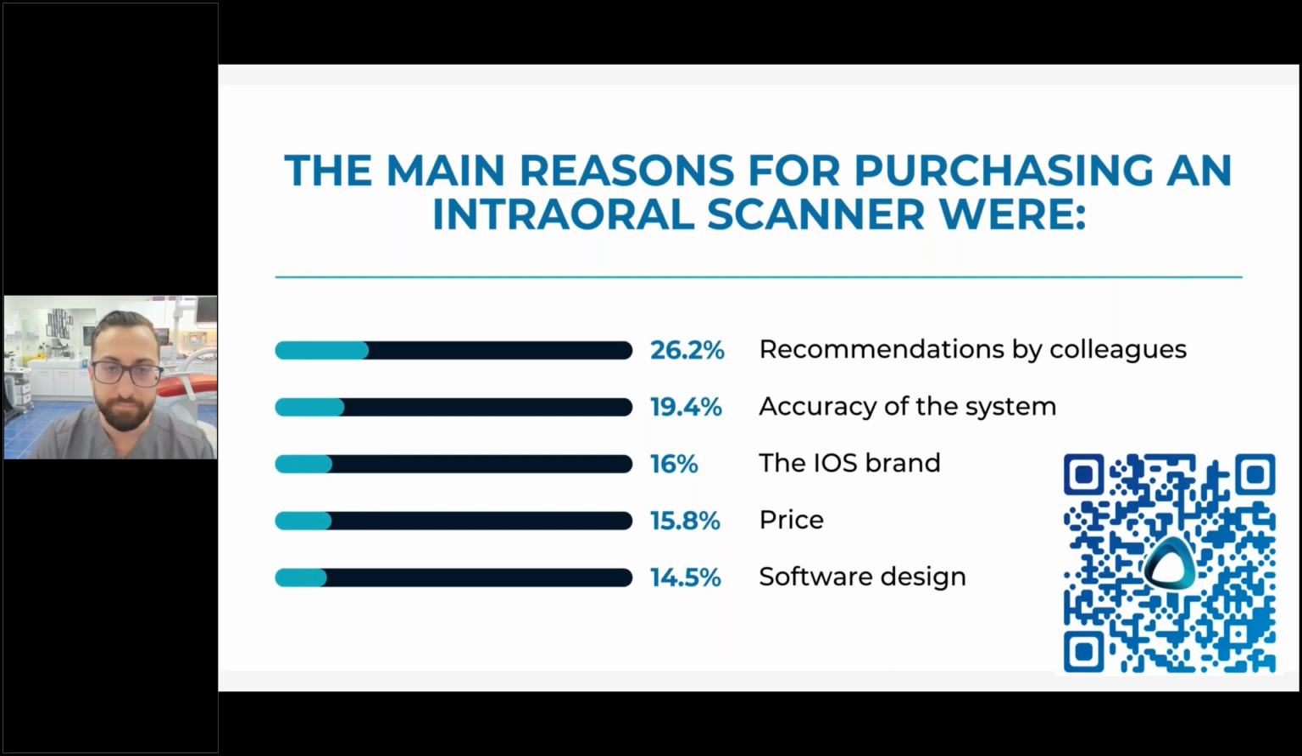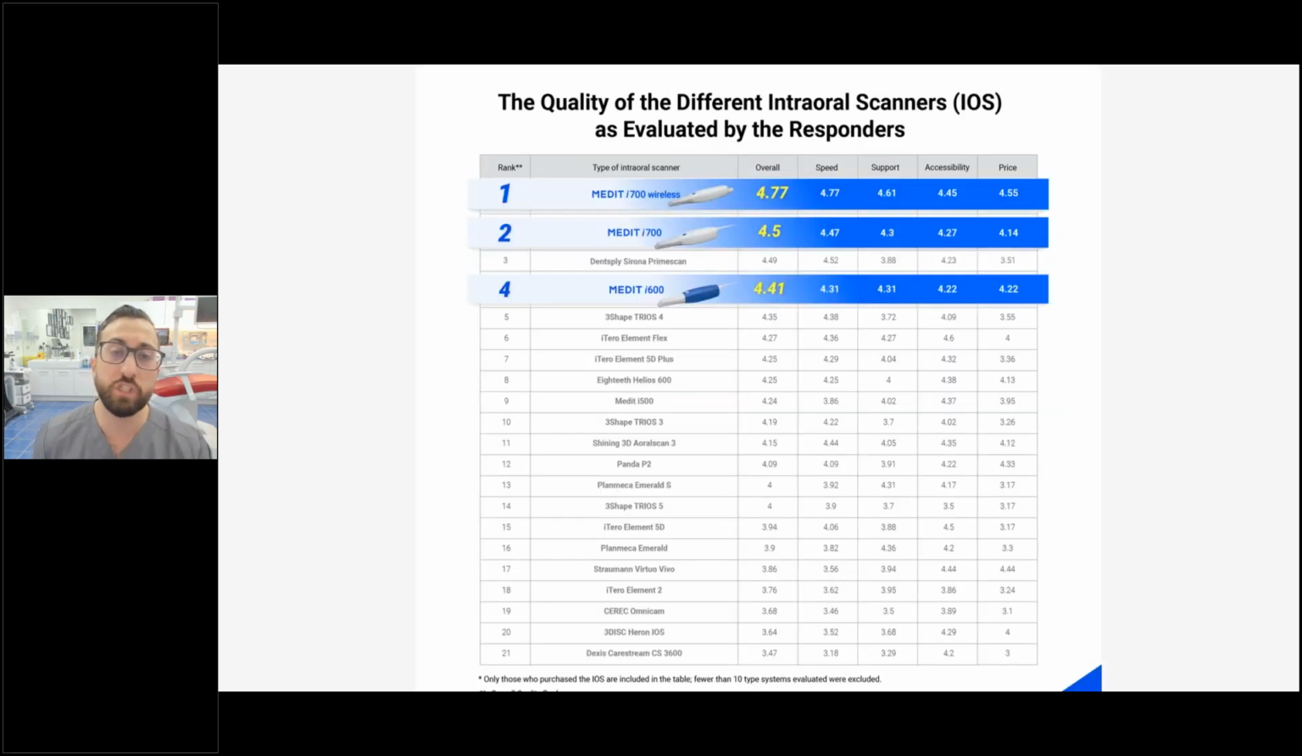scanner. And lastly, we surveyed all the people that completed the survey about the different types of scanners they use in their practice, and we asked them to rate these scanners. And Medit did very well across the board. The Medit i700 wireless was rated very highly. The i700 was rated second, and the i600.